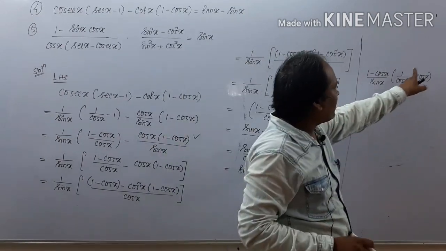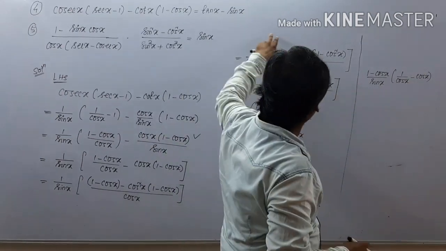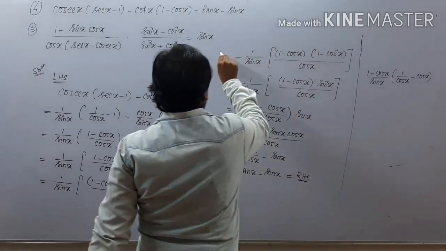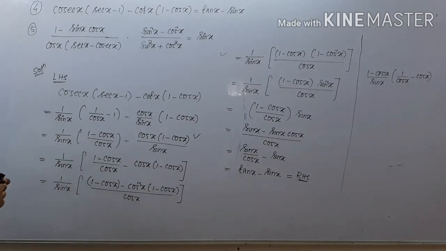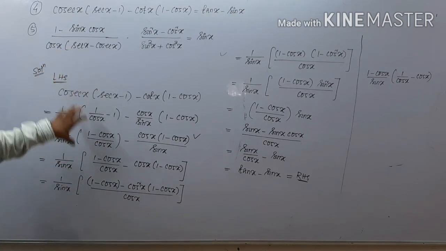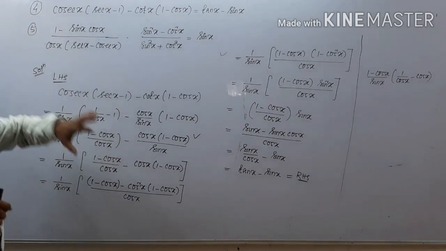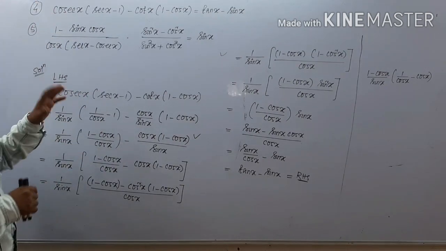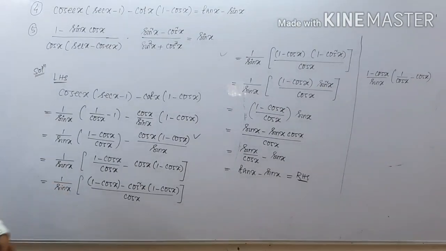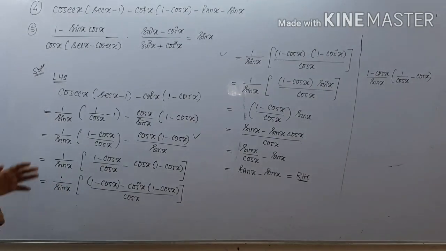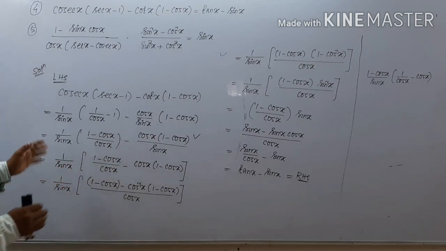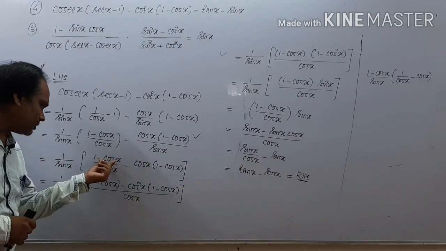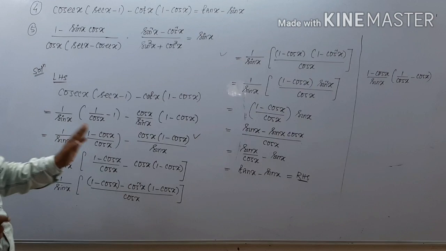So here 1 minus cos square by cos x, right? So directly you will come to this particular step. From here also you can take 1 minus cos x by sin x common, right? So clearly we have proved this question. What we did here: at first we converted all the expressions in the form of sin cos. After that we took 1 by sin x common. Otherwise you can directly take 1 minus cos x by sin x as common like this.